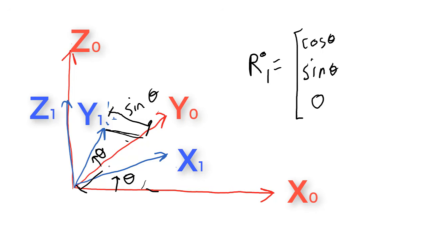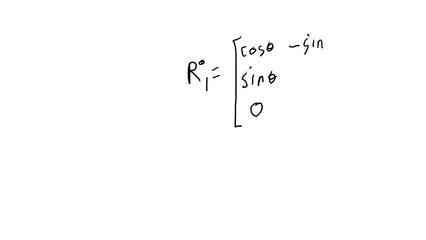Now, the cosine of theta is equal to the adjacent side divided by the hypotenuse. The adjacent side is the projection of y1 on y0. I'll write that in this position in the rotation matrix. Lastly, what is the projection of y1 on z0? y1 is perpendicular to z0, so the projection of y1 on z0 is 0. I'll fill in the 0 in this part of the matrix.